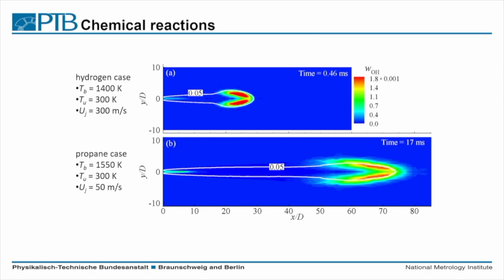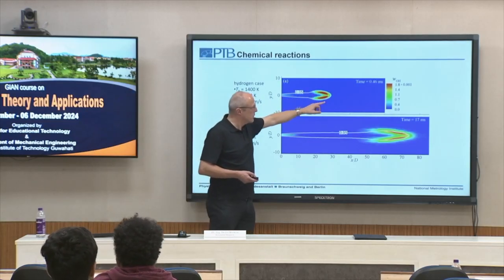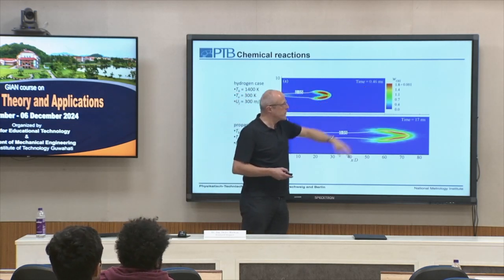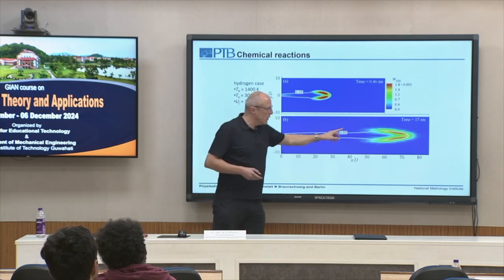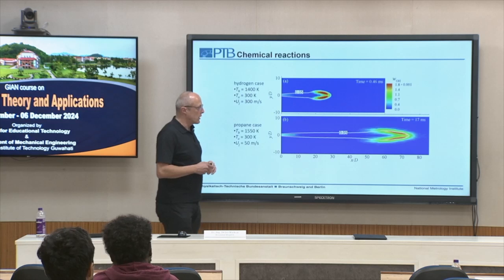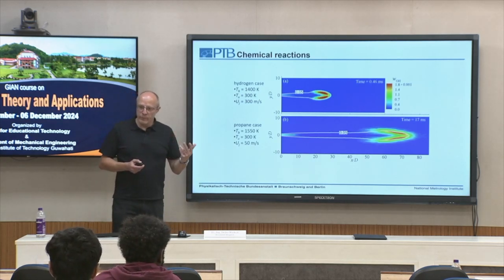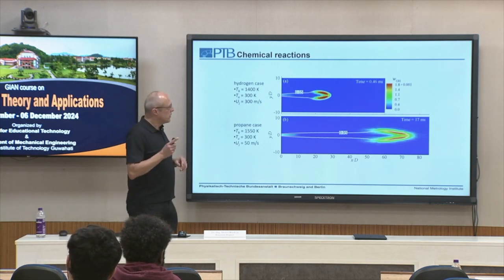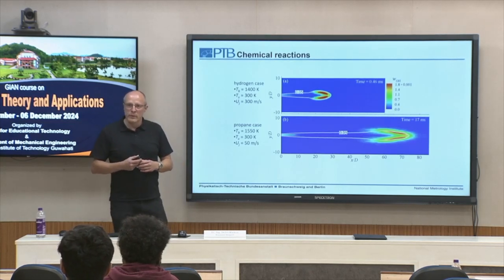So this can then be used for hydrogen cases and propane cases. And you see here hydrogen reacts much earlier, much faster. So here after 460 microseconds ignition has occurred. In case of propane, much more time is needed. And this explains why in case of hydrogen, we need to use much smaller diameters to quench a flame.